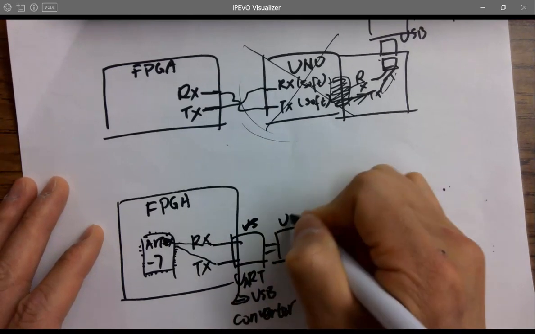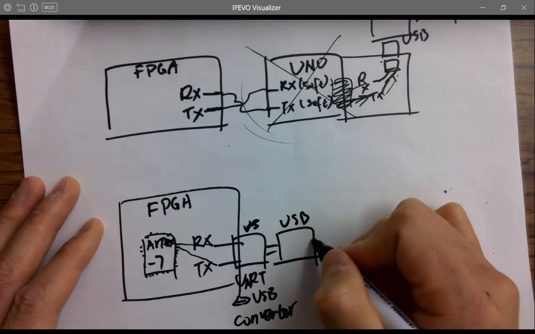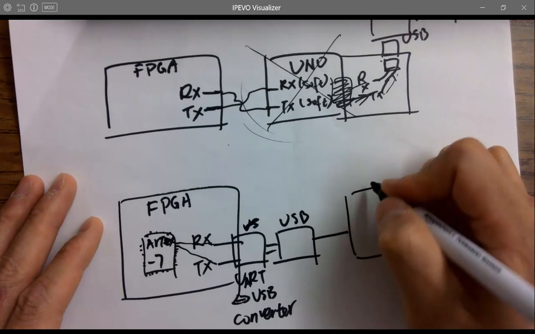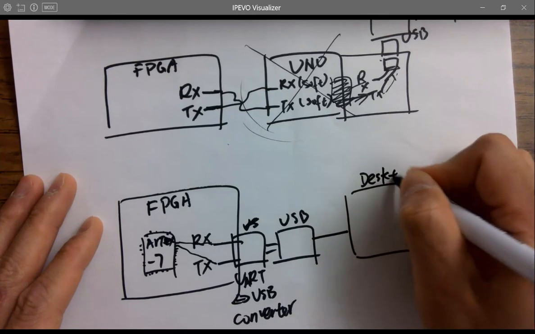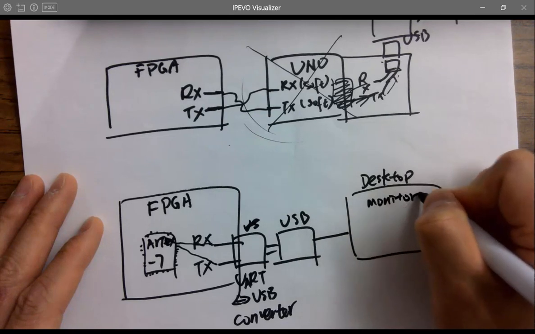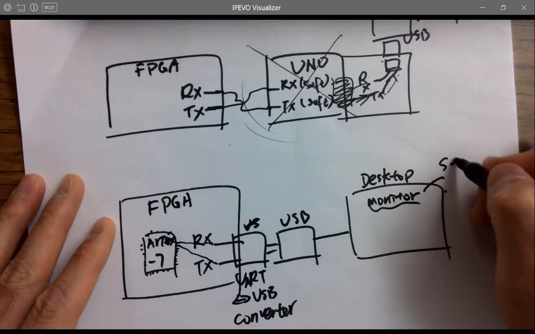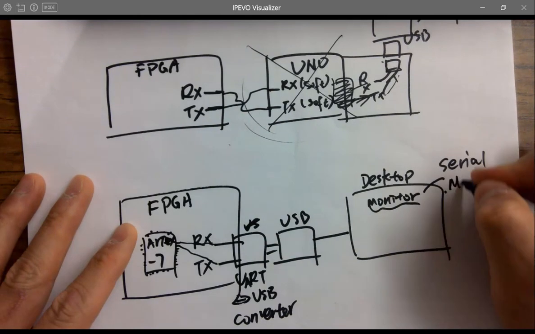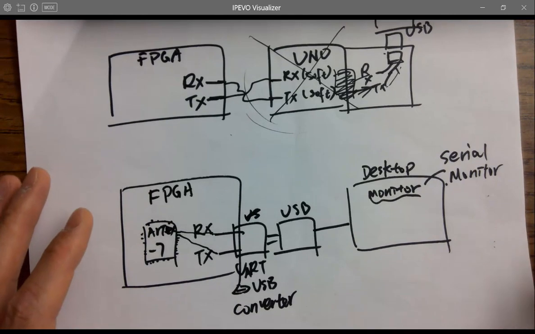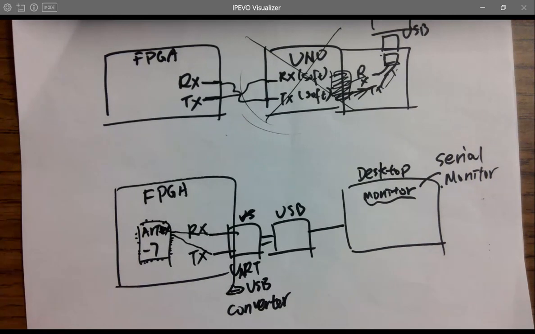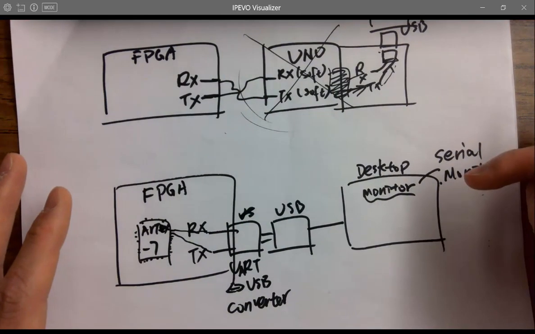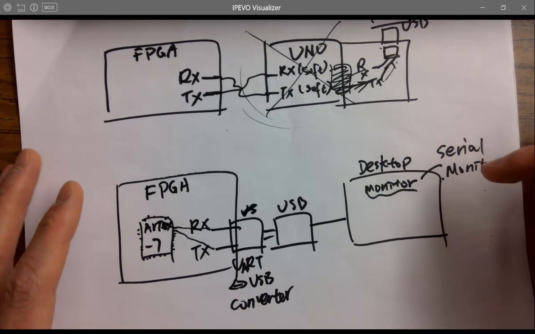Here's a USB port, and you can directly connect it to your desktop and open up a monitor. So this monitor is called a serial monitor. Have you used a serial monitor in the past? A lot, right? That's how you debug your Arduino code in there. So can you use an Arduino IDE serial monitor for this purpose?